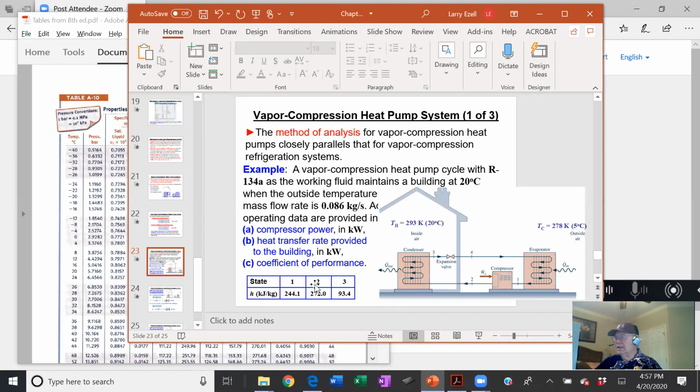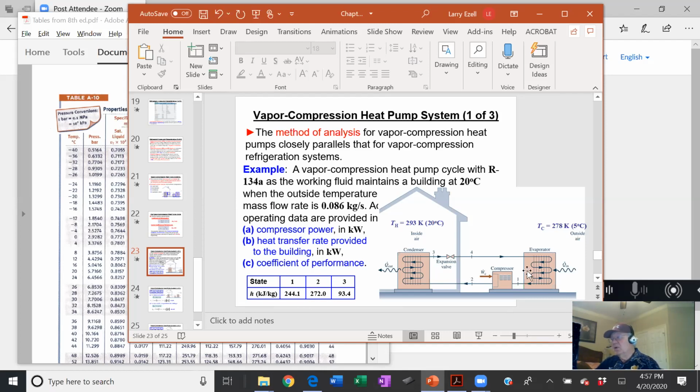So he's got a few items here. Got state 1, that's going into the evaporator. He's got an enthalpy of 244.1. Oh, no, I'm sorry. State 1 is saturated vapor coming into the compressor, 244.1. Again, we're dealing with R134A.